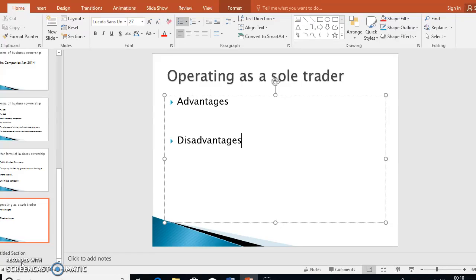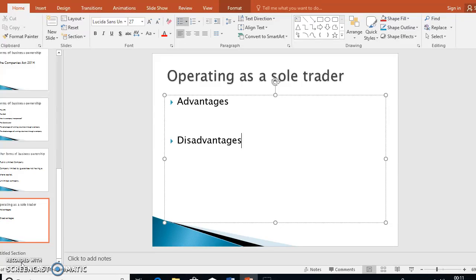So one of the main advantages of trading in this way is the ease of setup. It's very easy to start such a business. The only real requirement is that if you're going to use a business name, which is any name other than your own name, well then you must register under the business registration legislation.